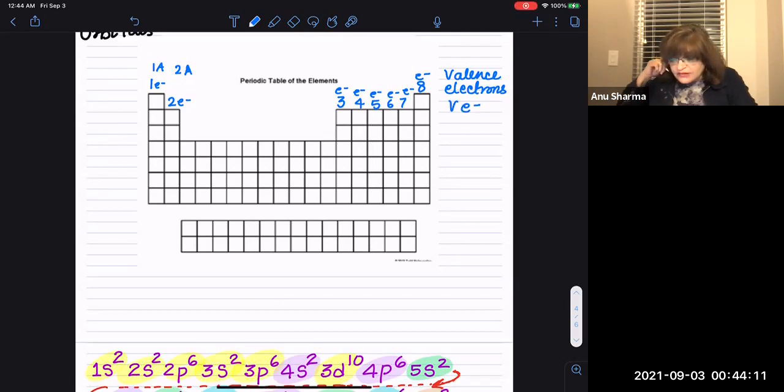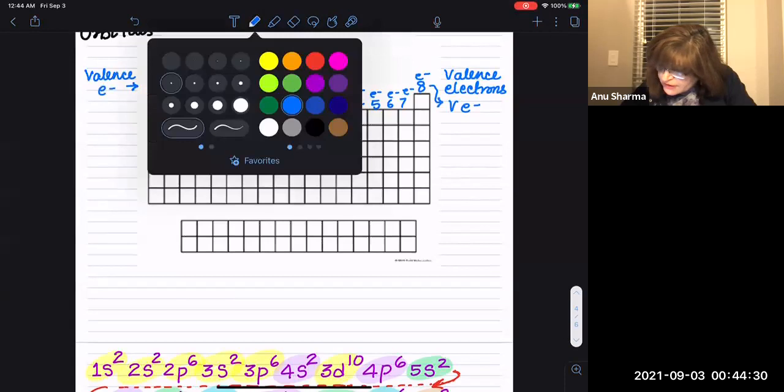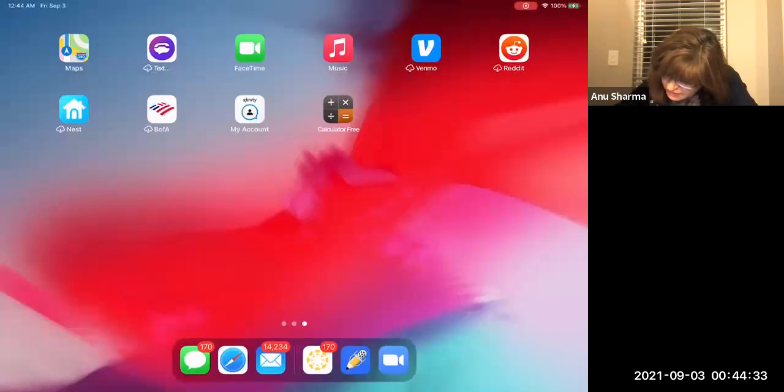Okay, so these are the valence electrons. That's the valence electron. Okay, valence electrons, these guys. So that's one piece. Next is the group numbers. So based on these valence electrons, we have these group numbers.